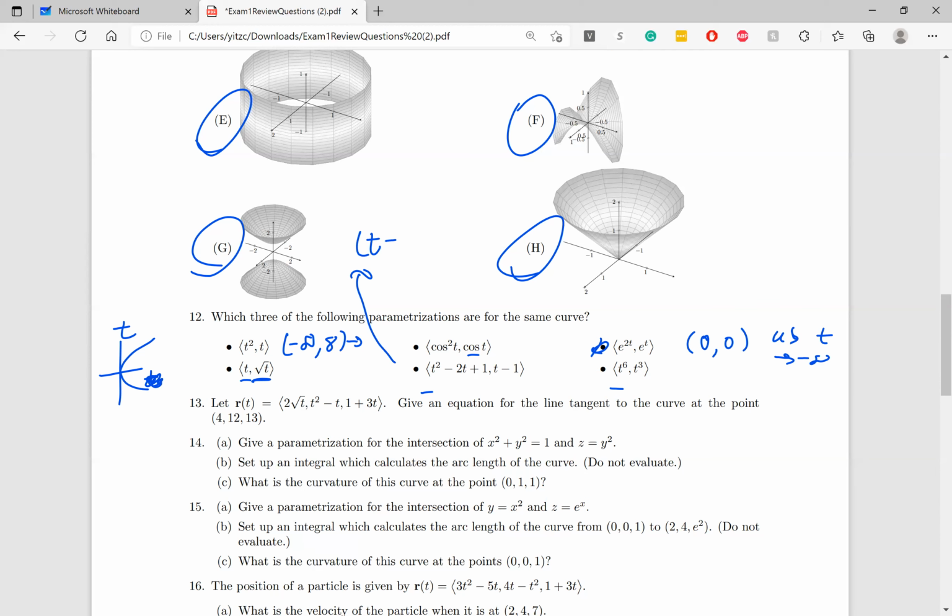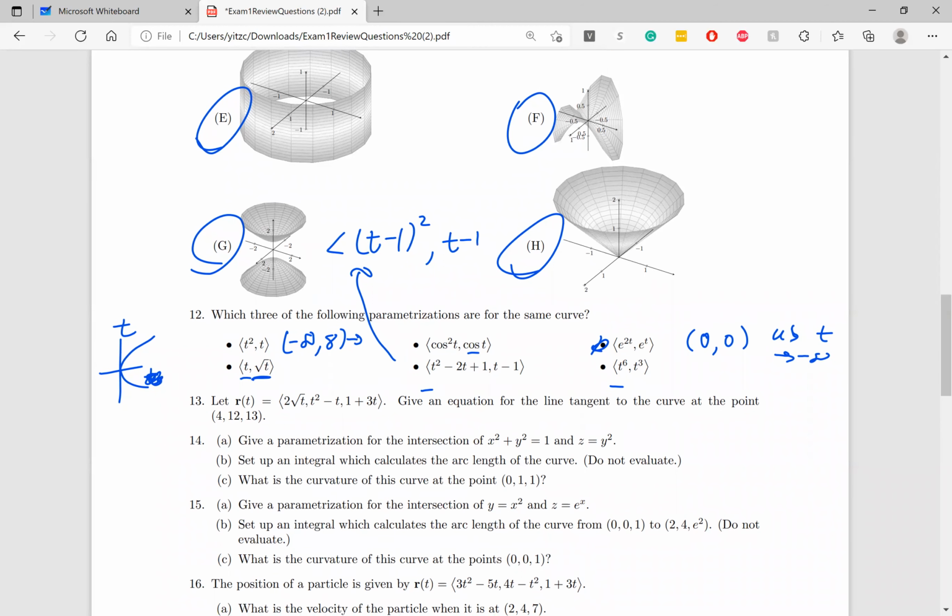Okay, so the first part can be written as t minus 1 squared. And the second part we can just keep as t minus 1. As we vary t from plus and minus infinity, for the second coordinate we go plus or minus infinity, and for the first coordinate we go from 0 to infinity, because it's always positive.